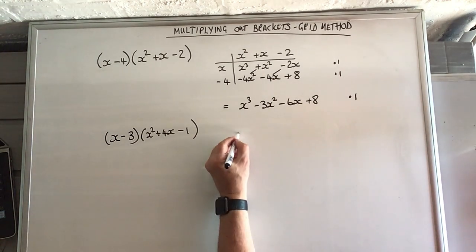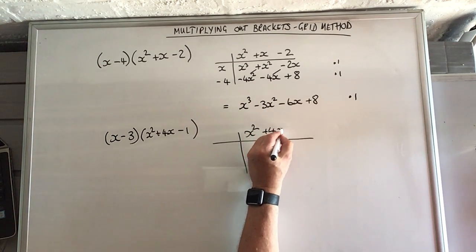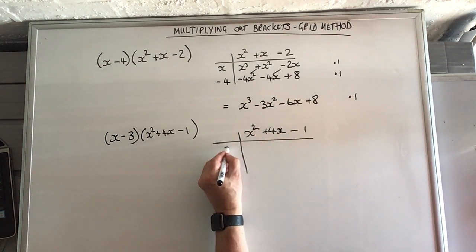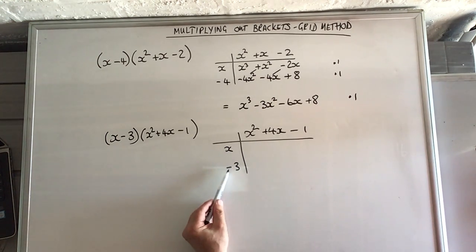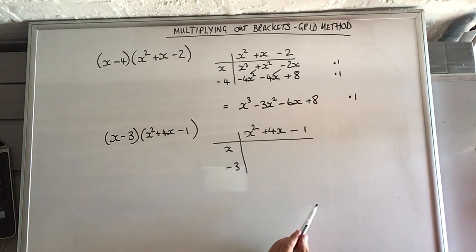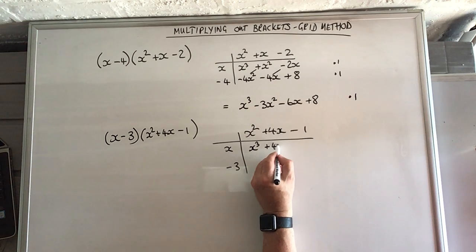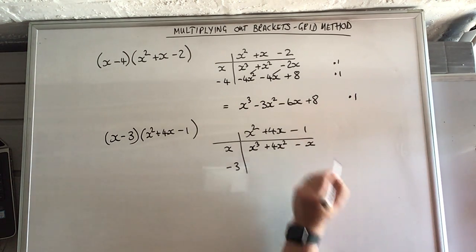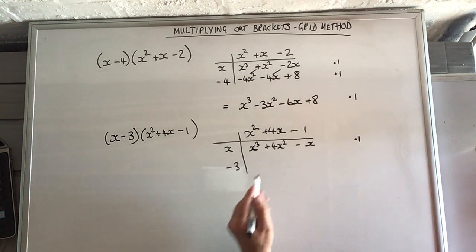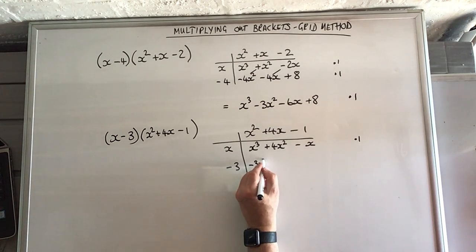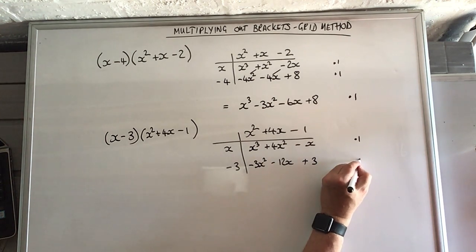So, grid. x squared plus 4x minus 1, x minus 3. So that bracket goes down here, the longer bracket along the top. Working it through, you can see how easy and how quick this is once you get the hang of it. That's my top row, remember that's up with a mark. My next row, minus 3x squared minus 12x plus 3, there's my other mark.